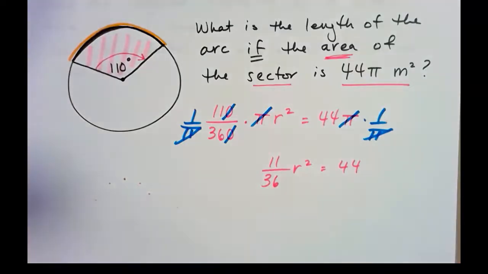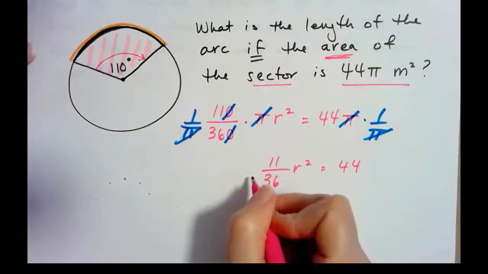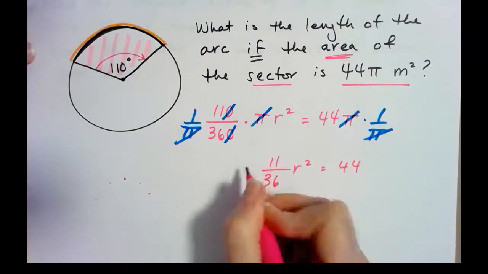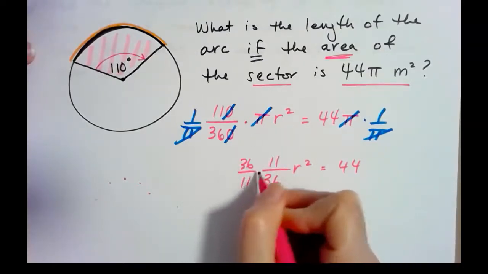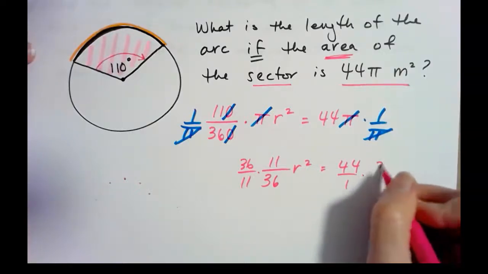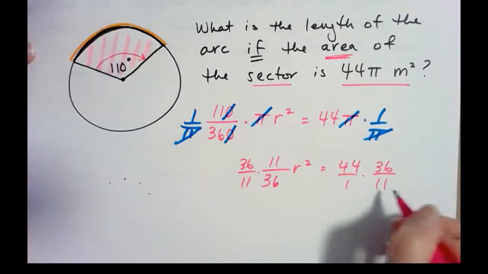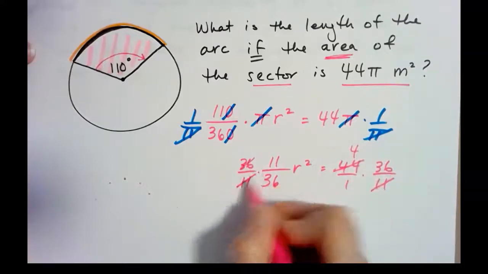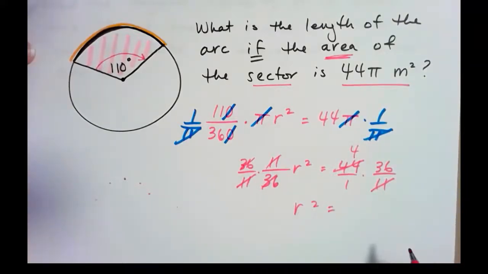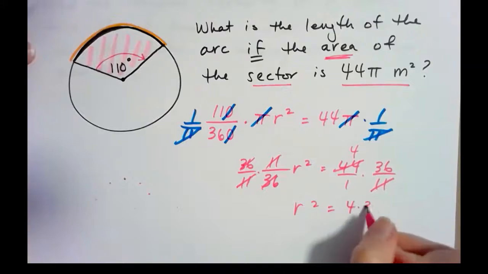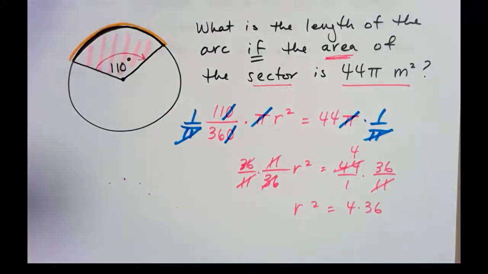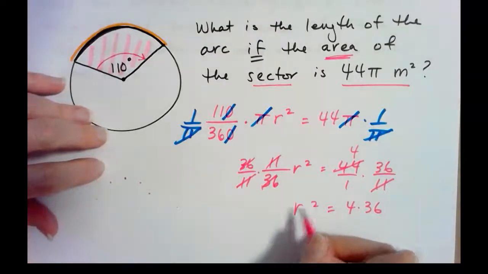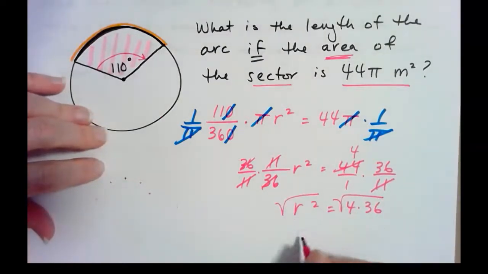Let's keep going, and let's multiply both sides by the reciprocal of 11 over 36, which will be 36 over 11. And from there, we are going to have the 11 cancel with the 44 4 times, and of course all this cancels, and we find that r squared equals 4 times 36. You can multiply it if you like, but it's not necessary because we are about to solve for r by taking the square root of both sides.